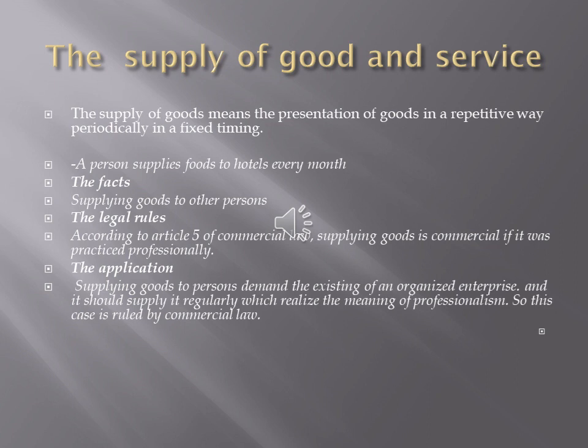The contract for supply of a service is related to all the operation of maintenance when they are fulfilled by an enterprise to another enterprise or person in a repetitive way. Every month, every 3 months, every 6 months. For example, the contract of maintenance of electronic or electric equipment by an enterprise to another enterprise. The operation of supply of goods and service will be ruled by the Egyptian commercial law in case of practicing it professionally.